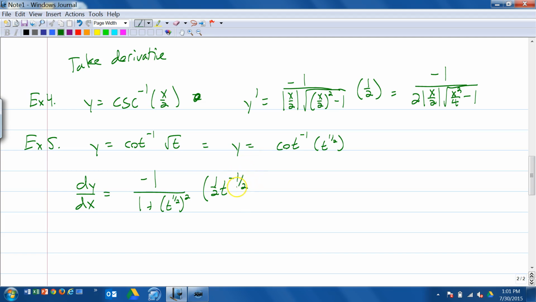So this turns into negative 1 over 1 plus t times this becomes 1 over, there's a 2 and the root t down here, so we can rewrite that as negative 1 over 2 root t times 1 plus t. And that's the final answer. Okay, so that's just using our new definitions for derivatives of inverse trig functions to take derivatives of inverse trig functions.